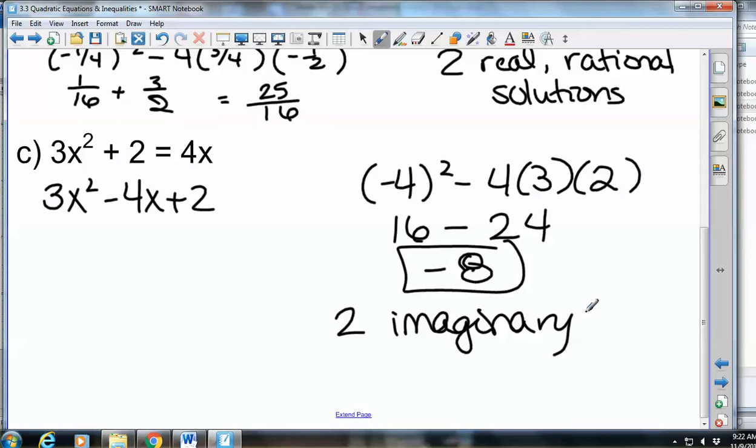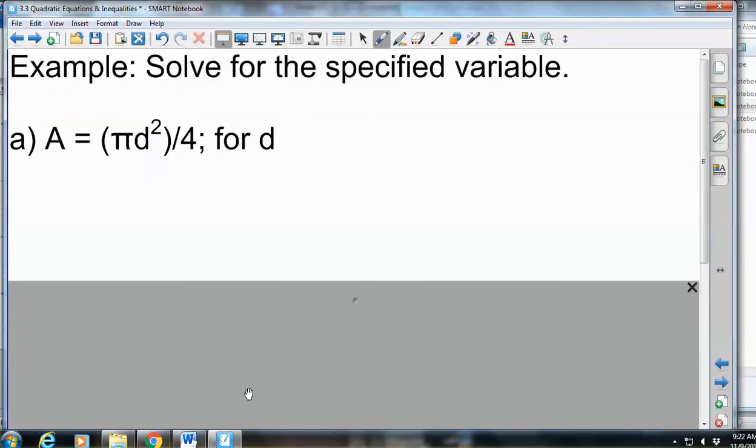Alright, any questions about the discriminant or the quadratic formula? Okay, one last thing we're going to look at. We need to be able to solve equations for a given variable. This is the last type of problem. We'll do these until I feel like you've got them, so 3 or 4, and then I'll give you guys time to work on homework.